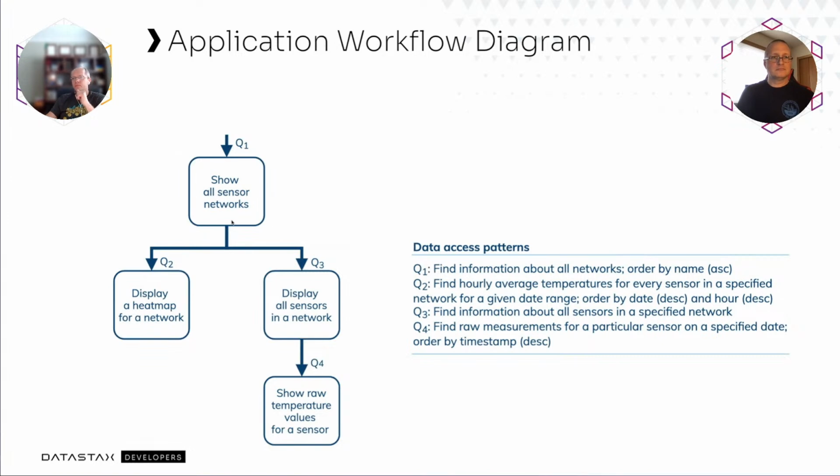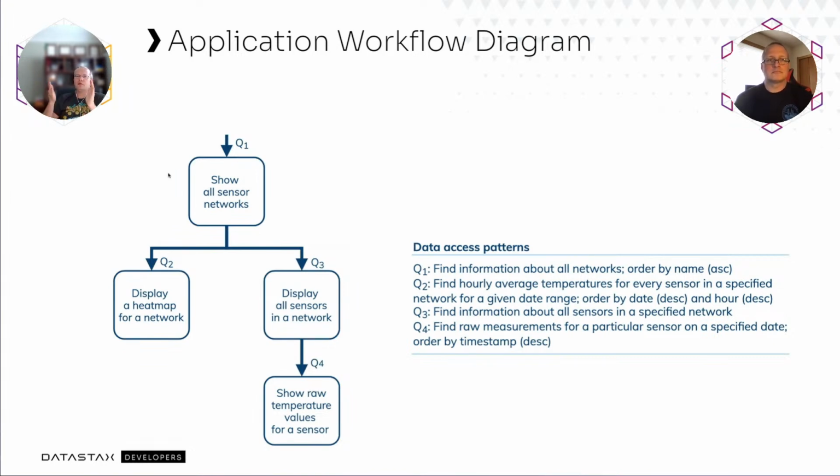After that, the user in your application may decide to either display a heat map for a network, or display all sensors in a network. The second one is a more complex query. Let's look at the third one. For simplicity, find information about all sensors in a specified network. And then the next task, and the next task. So we have a very simple workflow for this presentation, but that's the idea.